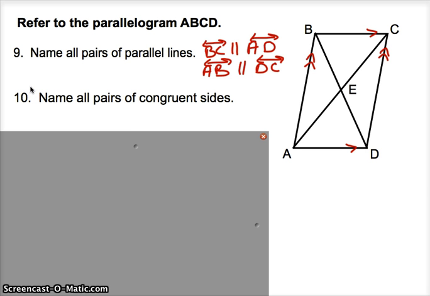Number 10, name all pairs of congruent sides. Well, we know opposite sides are congruent. So I know that the top, BC, should be congruent to the opposite side, AD. I know that the left side, segment AB, would then be congruent to its opposite side, which is segment DC.